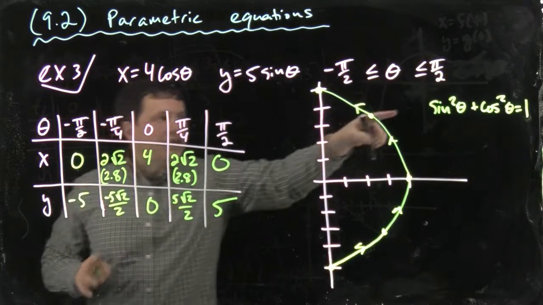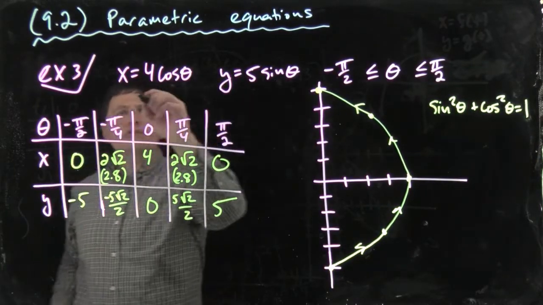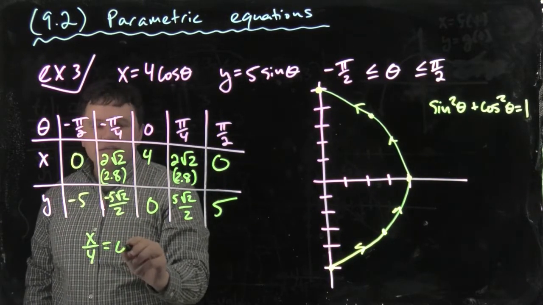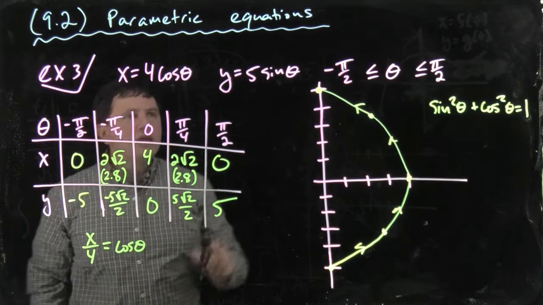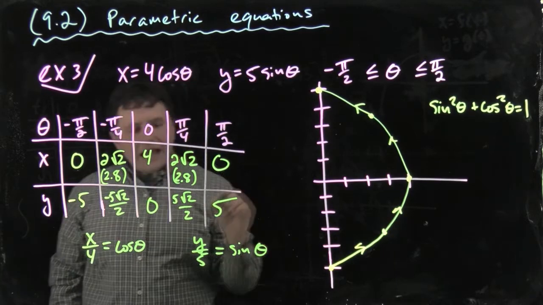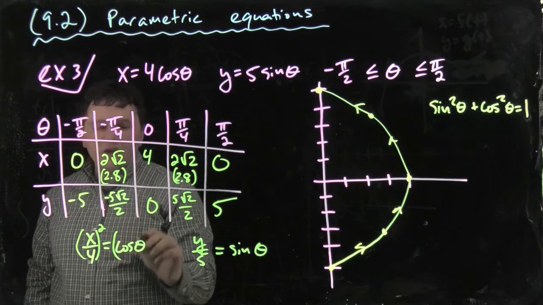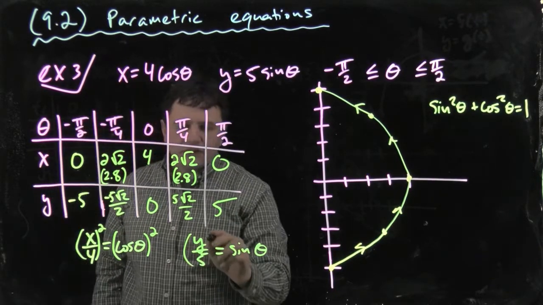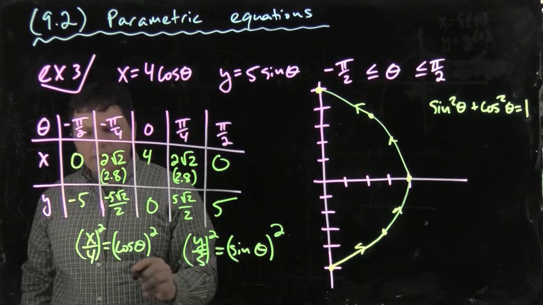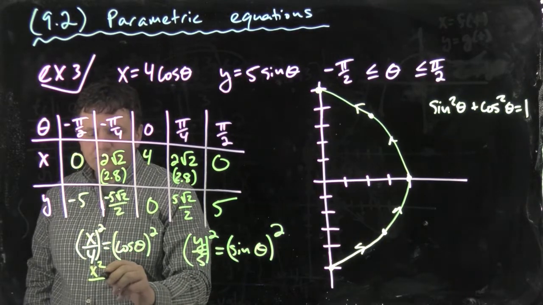So for instance here, I can use this if I just solve for cosine here and sine here. So let's move down here: x over 4 is equal to cosine theta, okay? y over 5 is equal to sine of theta. Now I'm in business, because I can square both sides of this, and the equation remains balanced, right? So these are still true if I square both sides. So what I end up getting is x squared over 16 is equal to cosine squared theta.